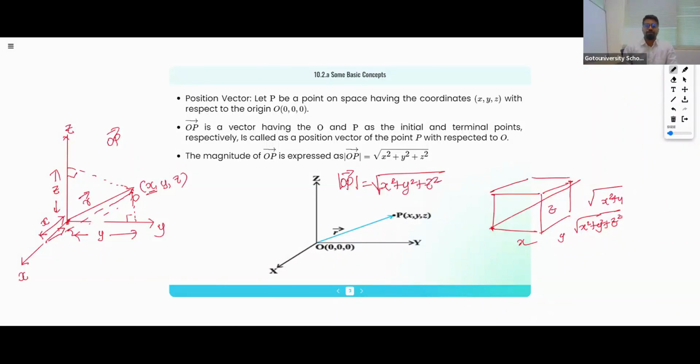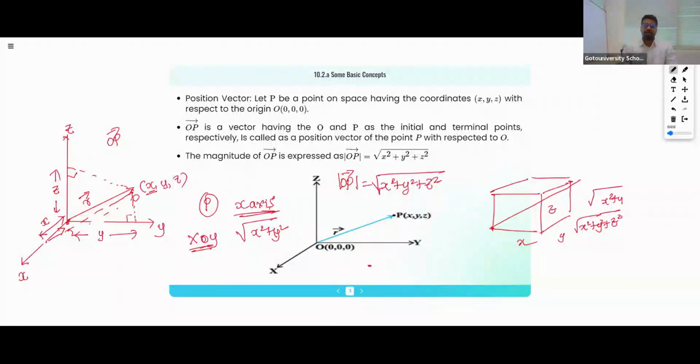Suppose the vector P lies on the xy plane alone, it is not in space now. Let us assume the xy plane. If it is on the xy plane, the distance along the z-axis will be 0. Then it will simply become what? x square plus y square.